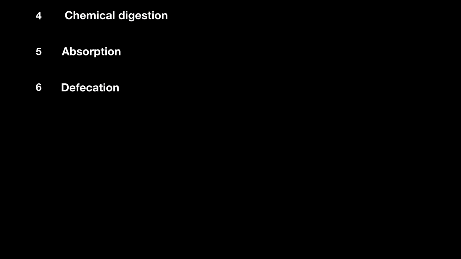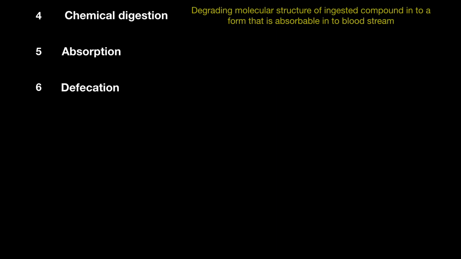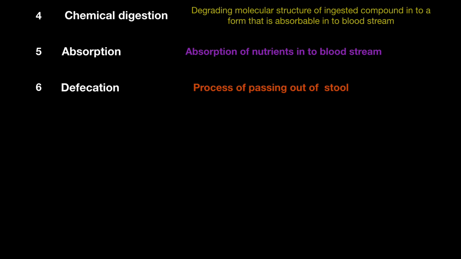Chemical digestion is the fourth digestive process, which is the degradation of molecular structure of ingested compounds into a form that is absorbable into bloodstream, as we have seen earlier. Absorption is absorption of nutrients into bloodstream, and defecation is process of passing out of stool.